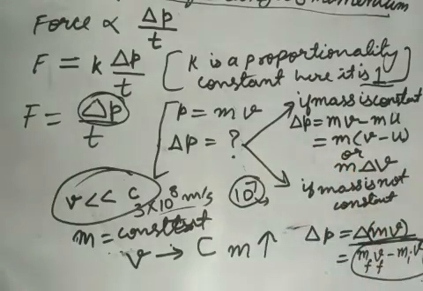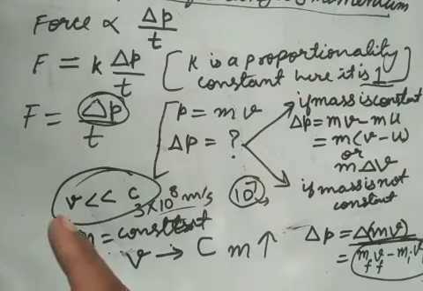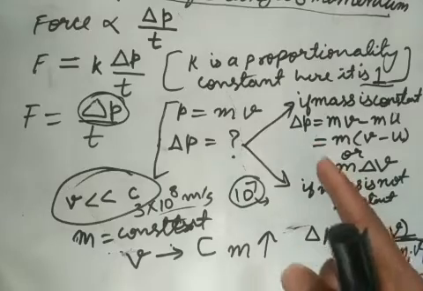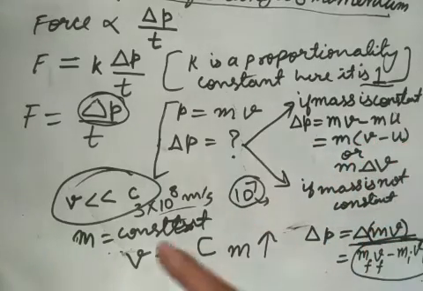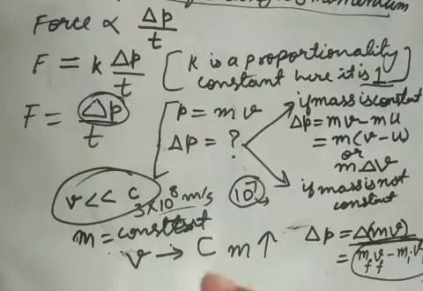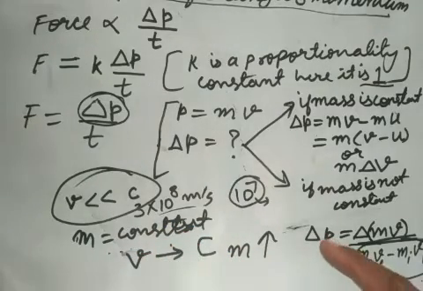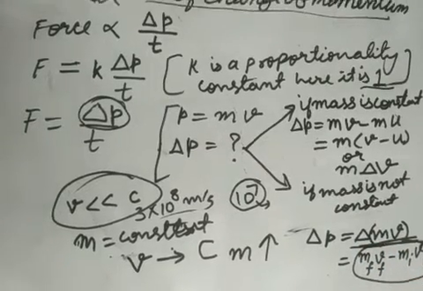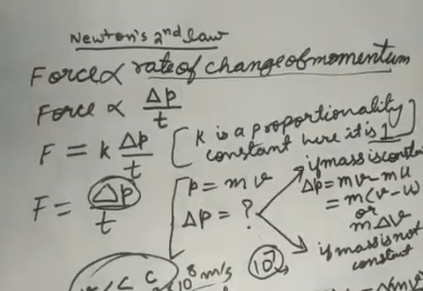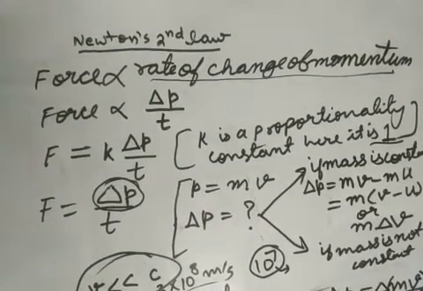So you have to keep these things in your mind, whether v is very much less than c or not. If it is, then delta p will be m delta v, or m times v minus u. If it is tending towards c or mass is changing, then delta p will remain delta of mv as it is. So Newton's second law is all about force, and to understand the effect of that force, we need the term momentum.